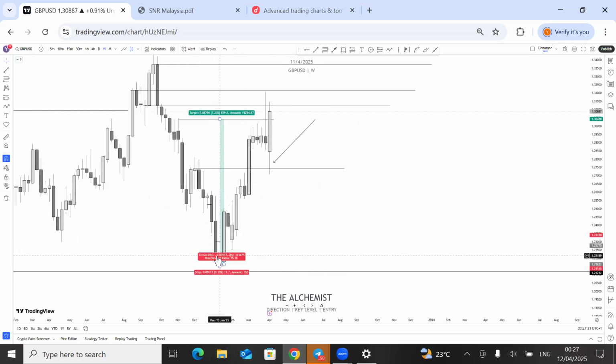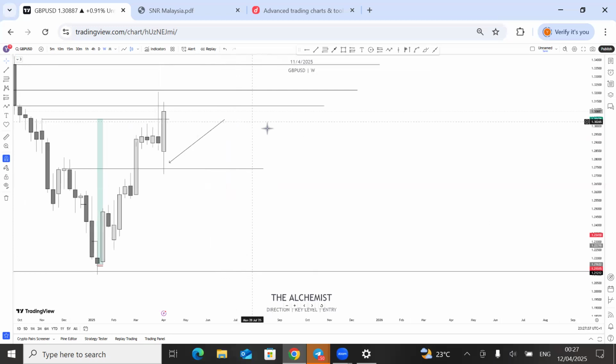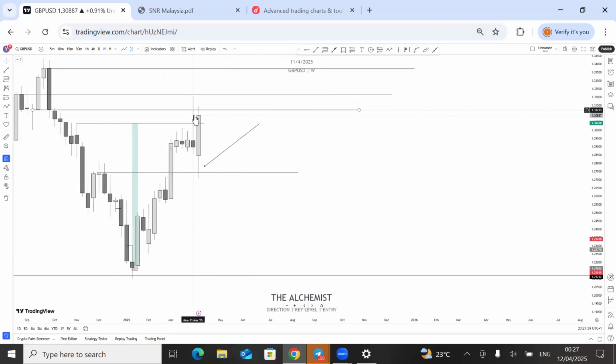You can enter here and set your stop loss above here, and you start entering, taking more positions, because you already know where price is going to react from. That's the beautiful thing about the strategy. You already know where price is going to show all the reversals from. Here was where we had the reversals. Price came, tapped into one of these key levels, reacted.